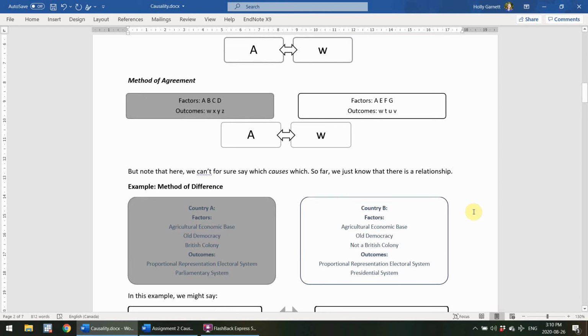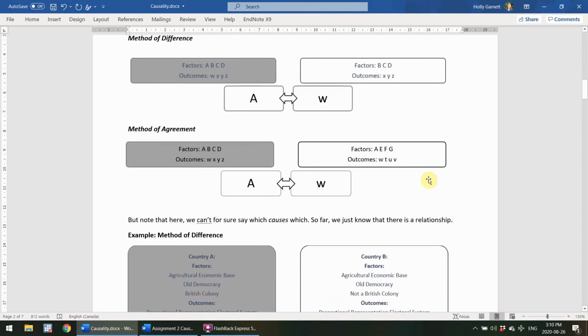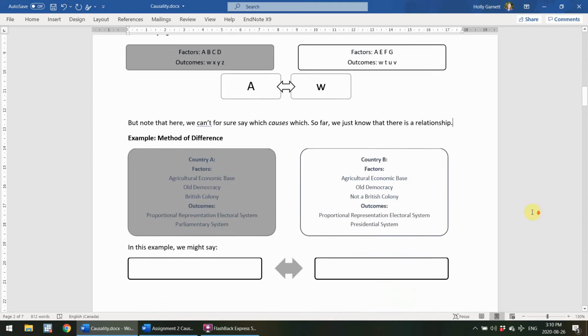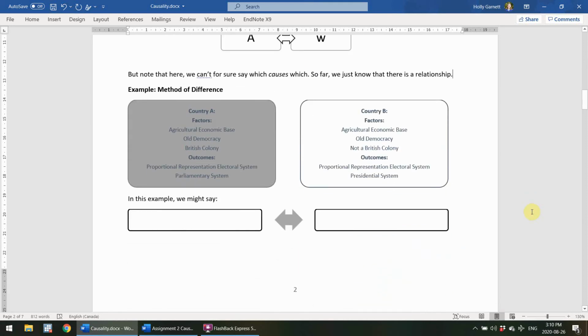Okay. But we can't necessarily say in this situation which causes which. We can just say we think there's probably a relationship between A and W. So let's give you not a real example, but a more concrete example that might help you understand.